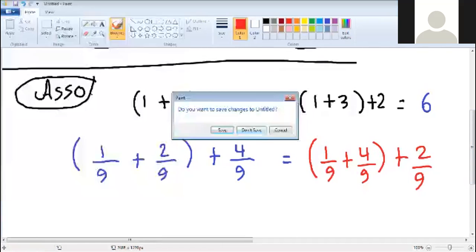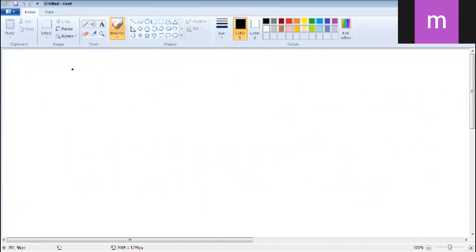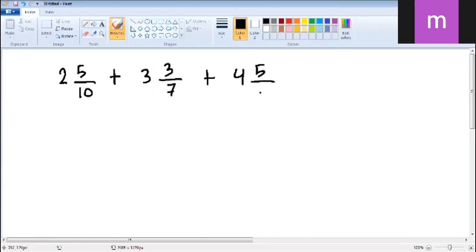Okay, let me give you a very simple question and you are going to do it. Mr. Yusuf, can you give me an associative property but with mixed numbers? We'll do that. Look here: 2 and 5/10 plus 3 and 3/7 plus 4 and 5/10. How can we solve this problem?